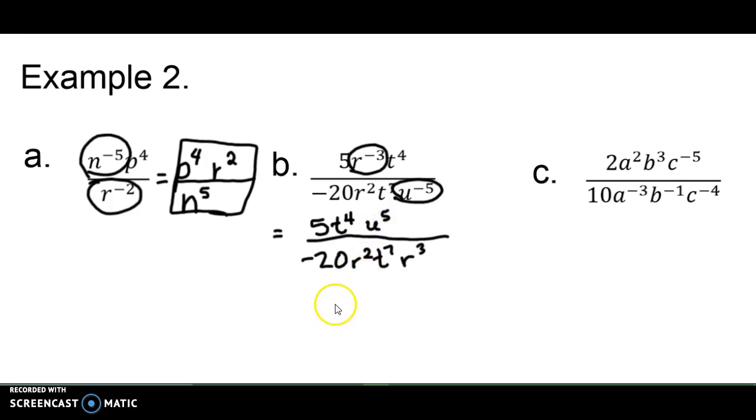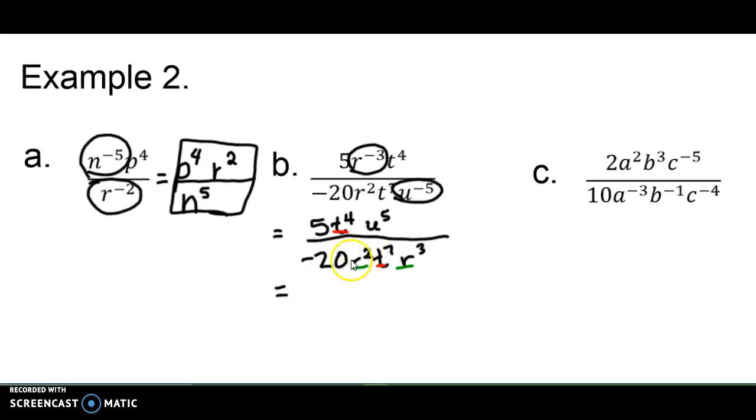So now I'm going to go through my checklist to see if I'm simplified. Do I have any negative exponents? Nope, so that's good. Does each base appear only once? Now that is not true. I have a t in my numerator, a t in my denominator. I also have 2 r's in my denominator, so I need to combine those using other rules.